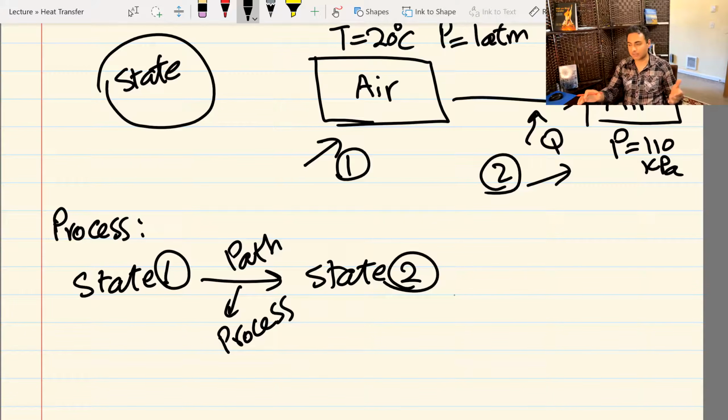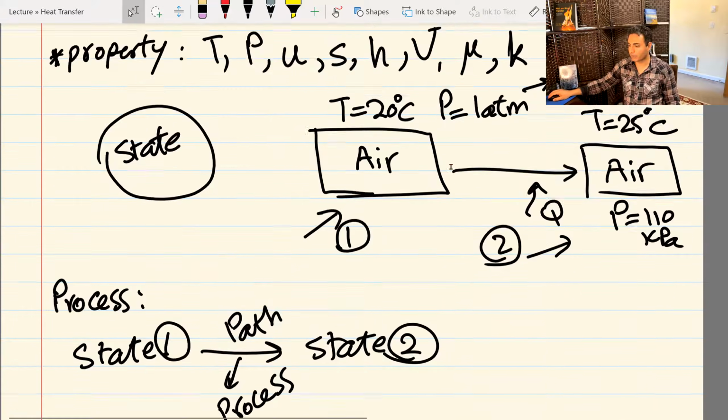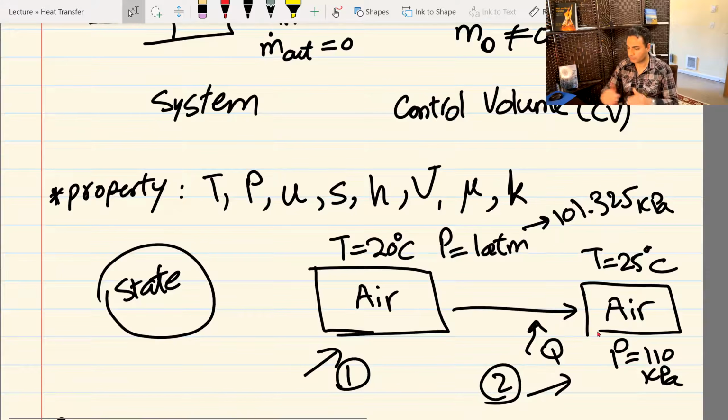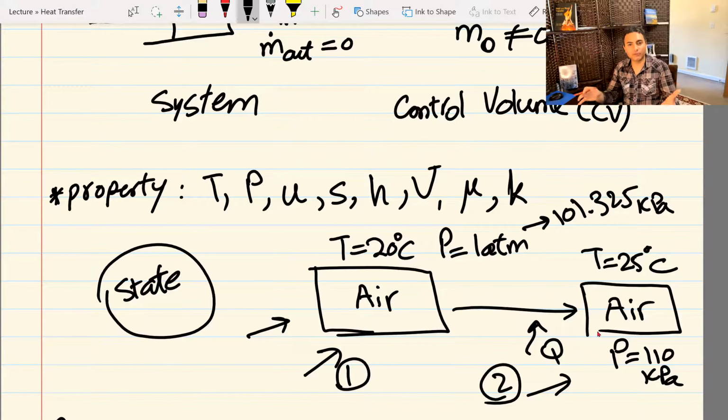In fact, in the last example that I just gave you here, if I scroll up, this particular example, this was a constant volume process. So we didn't change the volume of the tank, we just heated it up, right? And then at the end of the process, we had air, same amount of air, because it was a closed system, with different pressure and different temperature. So that's a constant volume process.